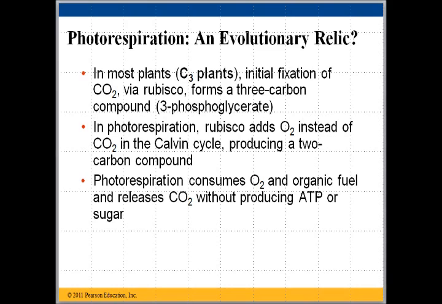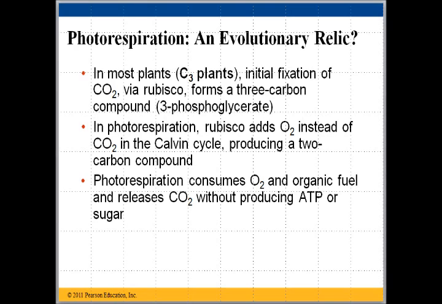We're going to start by looking at what's called C3 plants. Those are the majority of land plants that you see out there in the world. They're called C3 because the initial product that they form by fixing carbon dioxide using rubisco is a 3-carbon compound. So they're called C3 plants. In photorespiration, the problem is that rubisco grabs oxygen instead of carbon dioxide in the Calvin cycle, and it produces a 2-carbon compound. Photorespiration consumes oxygen and organic fuel and releases carbon dioxide, but it doesn't produce ATP or sugar.